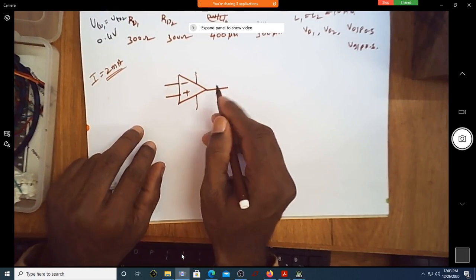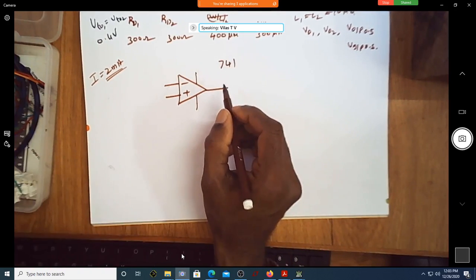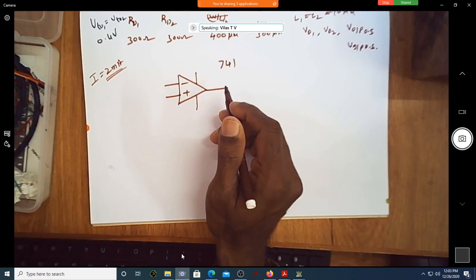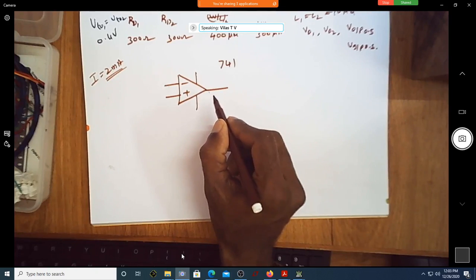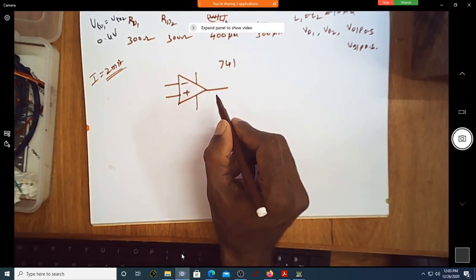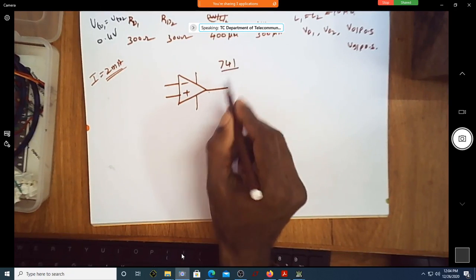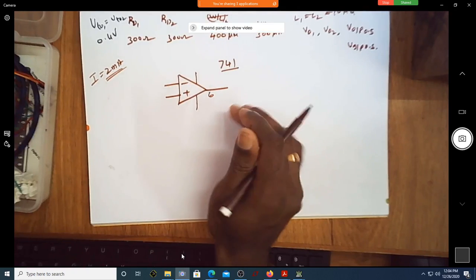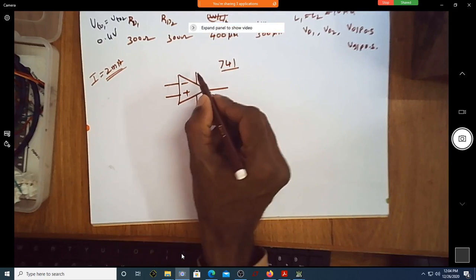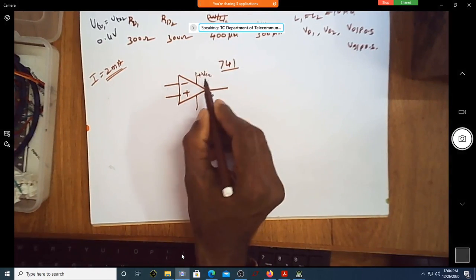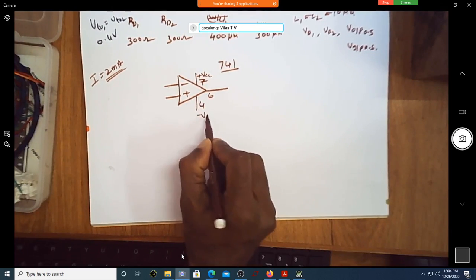What is the output pin number? Suppose 741. You have to know. For 741, pin number 6 is the output. Don't say we can take 6 as the output. It is 6. Then what is plus VCC? Pin number 7. Pin number 4 is minus VCC.